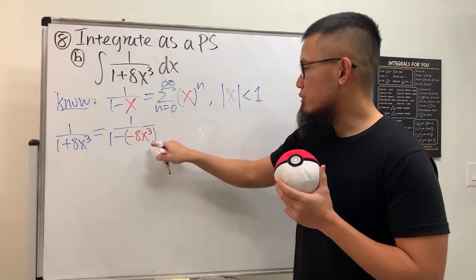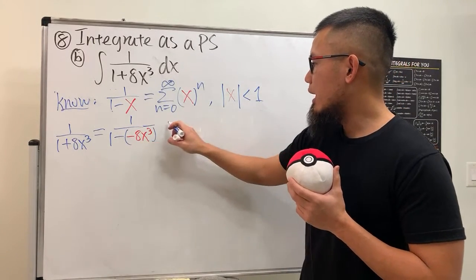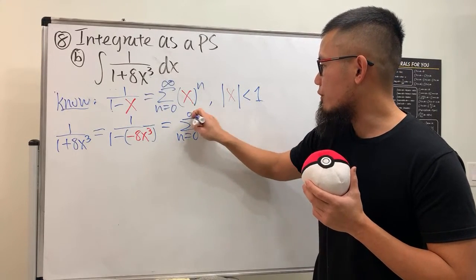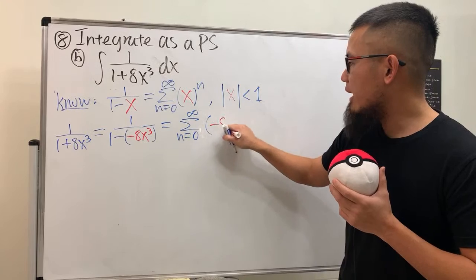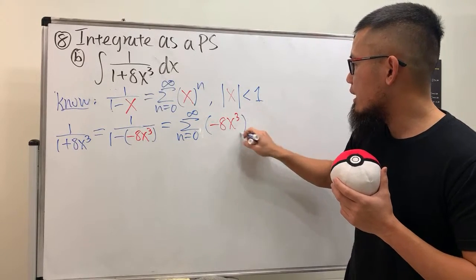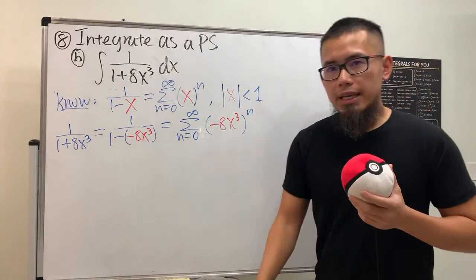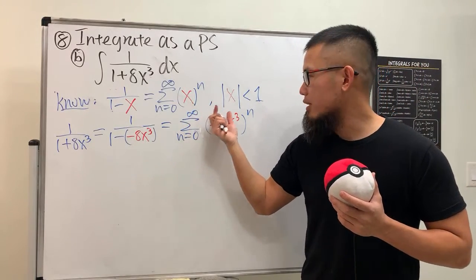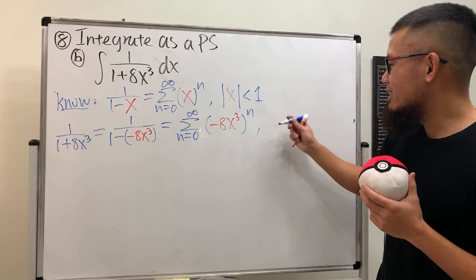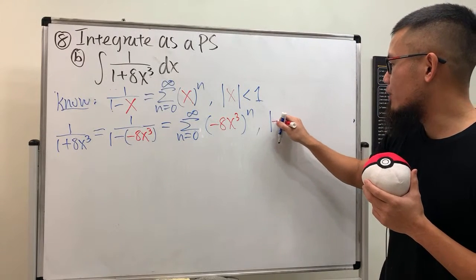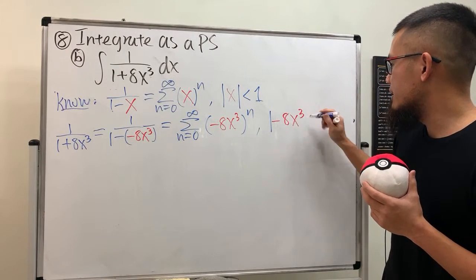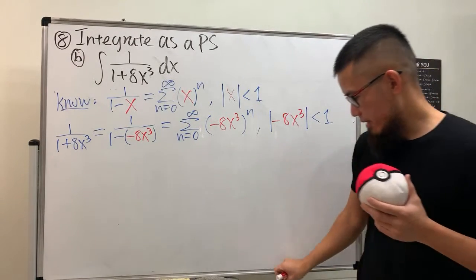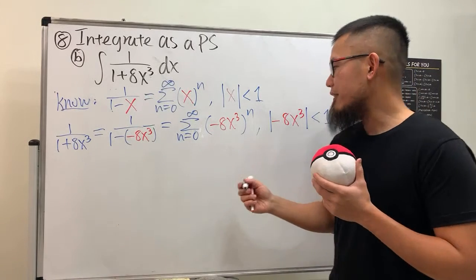And then from here, we can just go ahead and plug this into here, and we see this is going to be the series as n goes from 0 to infinity, and we have negative 8x to the third power, and then raised to the nth power. In the meantime, don't forget to plug this into the absolute value part as well, because again, we need to figure out the radius of convergence at the end. Alright, so that's what we have.